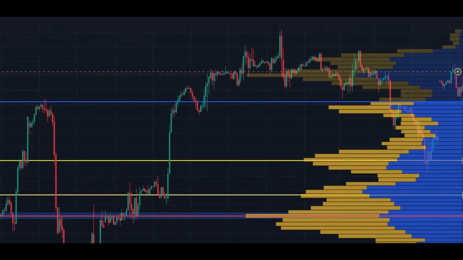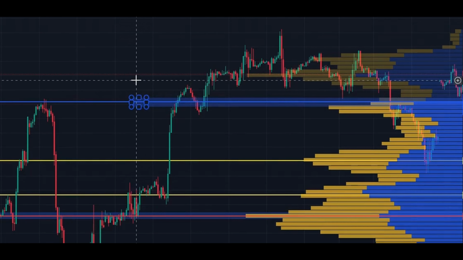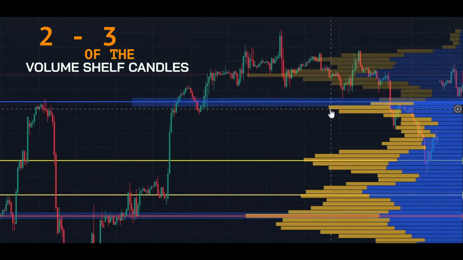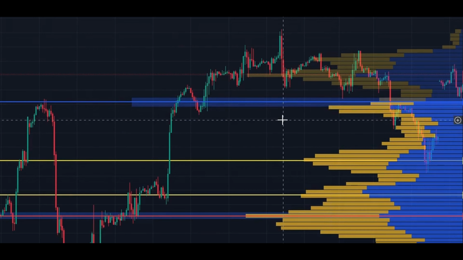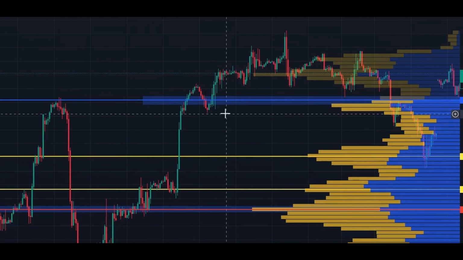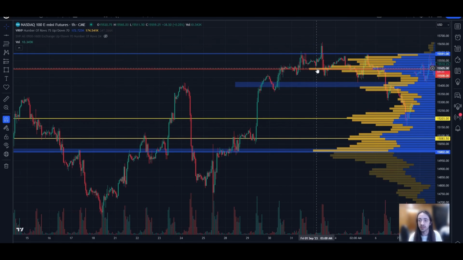Again, it's good to mark off with the rectangle tool to give yourself more space around that key level or that key area, because it's not always going to react exactly at that level. So maybe mark off 2 to 3 of the volume shelf candles. That way you give yourself a bit of a range and an area where you're going to look for some type of rejection or reaction in the stock market. And that's how I would use it. I would mark it just like this. I would use the rectangle tool, and I would also use the horizontal tool as well.